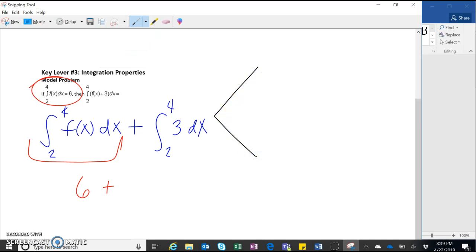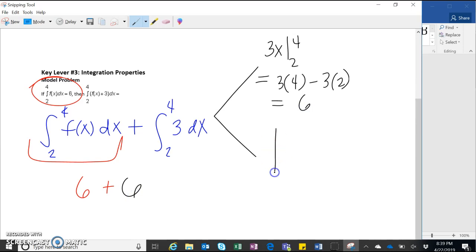The analytical approach is to ask yourself what the antiderivative of 3 is, and the antiderivative of 3 is 3x, and I want to run that from 2 to 4. So I plug the 4 in first. That's 3 times 4 minus 3 times 2. That's 12 minus 6, or 6. That's one way to get the 6 down here.